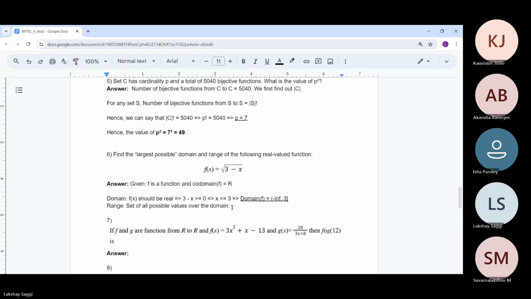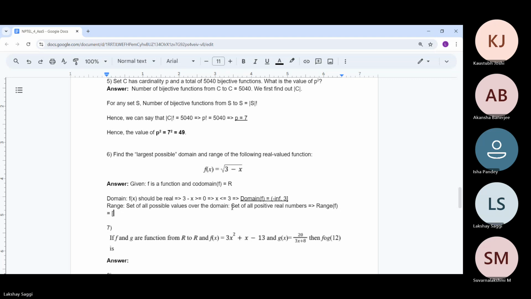So this will be nothing but the set of all positive real numbers. And so the range is equal to from 0 to infinity, with an open bracket at infinity and a close bracket at 0, because 0 will also be included at x equal to 3.